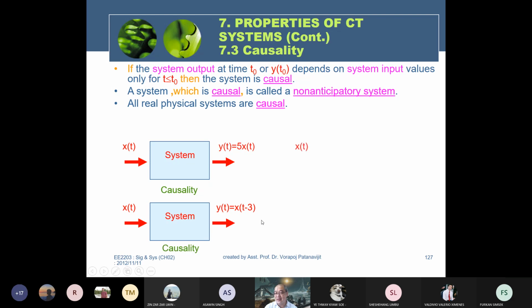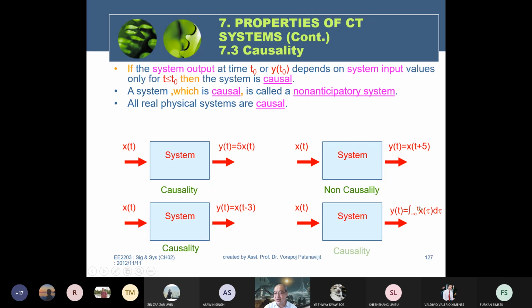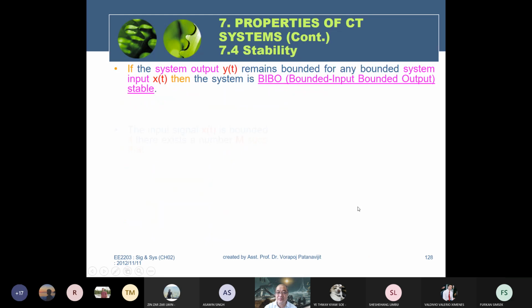Next one is another case. If y(t) equals x(t+3) plus 5, then x(t+3) is a future value. The current output depends on the future. It is not possible. Therefore, this system is non-causal. Or you integrate from minus infinity to now. It depends on all values in the history. It's still causal.